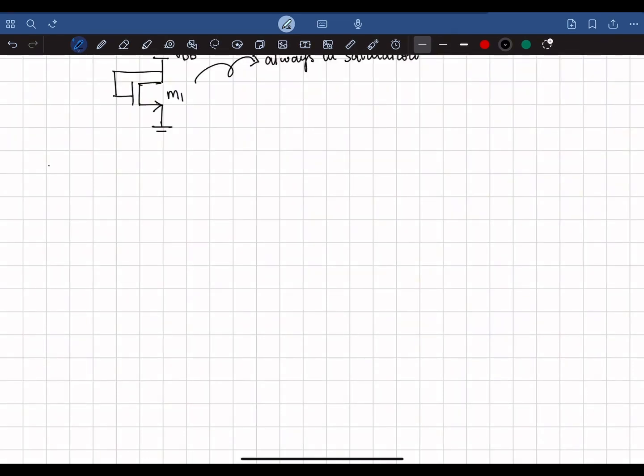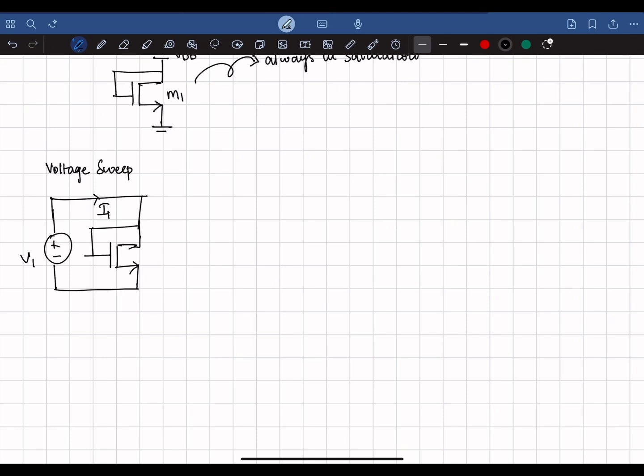Now I'm going to do a large signal voltage sweep on this diode connected transistor. So this is the diode connected transistor. The gate is shorted to the drain. So I'm going to connect a voltage source V1 across the drain and the source, and I'm going to see how the current changes with the voltage. So this is M1 and this is the current that flows.